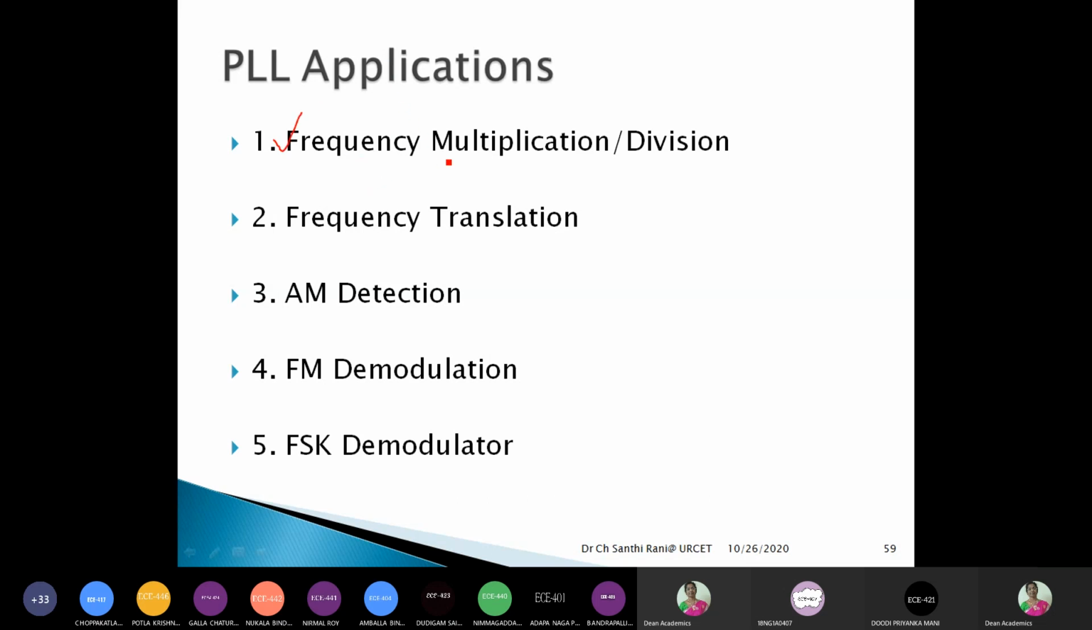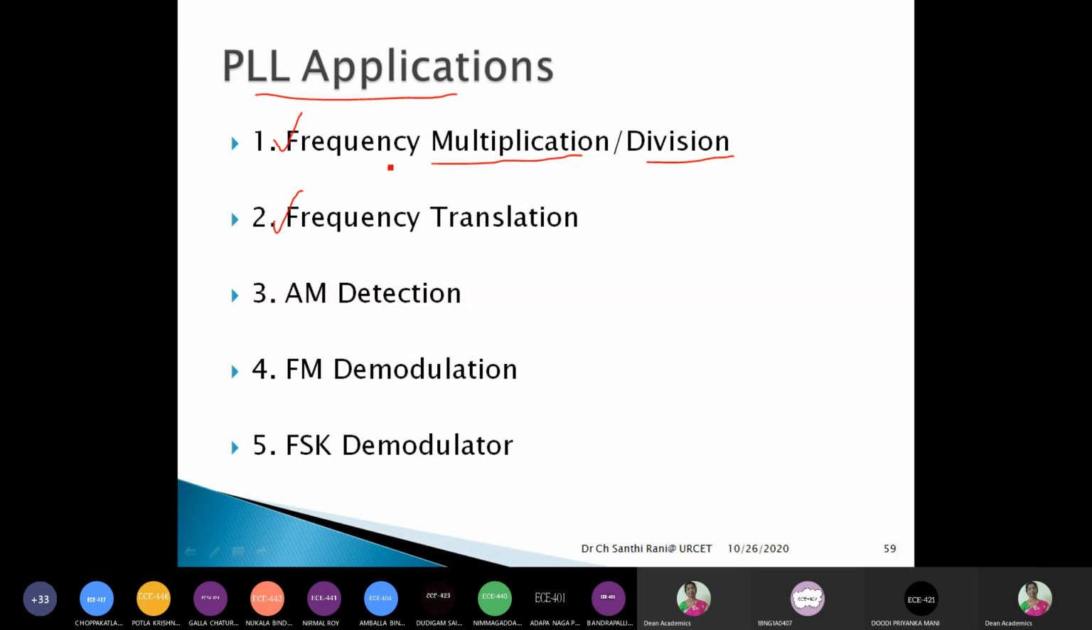PLLs are used for frequency multiplication and also for frequency division. PLL can also be used as a frequency translator. Frequency translation means a signal can be translated from one frequency to another frequency. All these applications, specifically with respect to circuit diagrams, we are going to study in the next class. What are the applications of PLL?